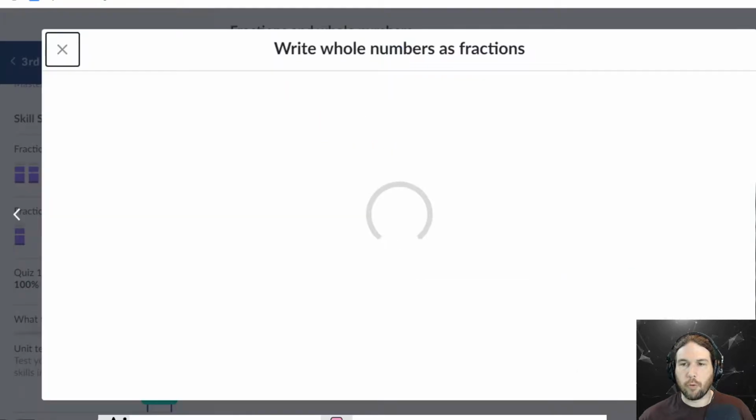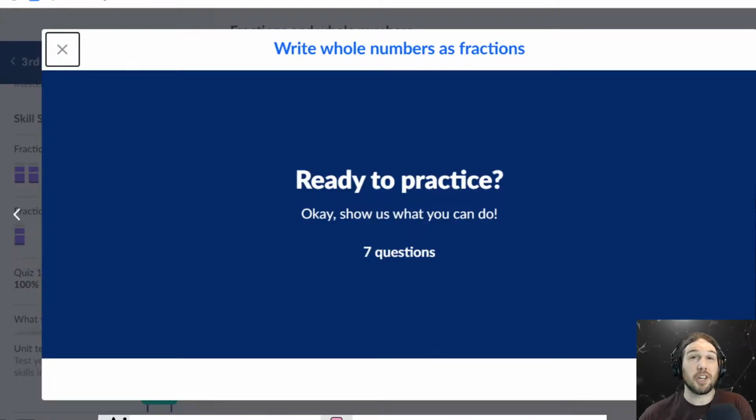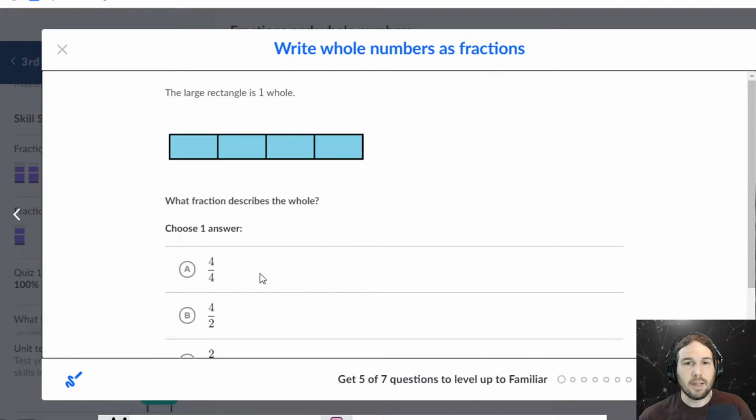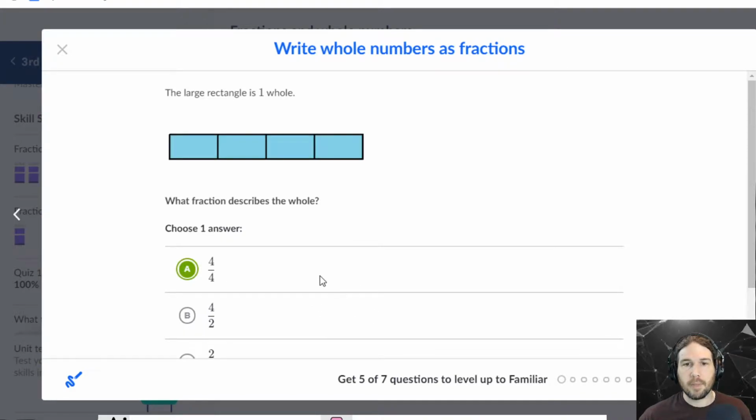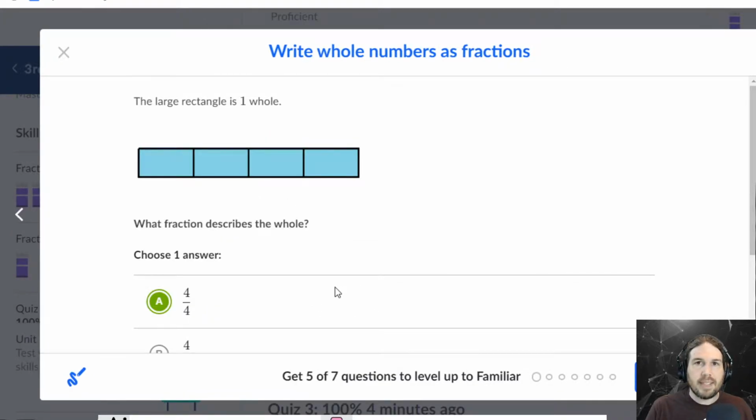All right. We're going to write whole numbers as fractions. I bet this one's going to go really fast. That's 4/4. So every single one of these answers, because we are writing whole numbers as fractions, every single whole number is going to be some multiple of the denominator over the denominator. So we got 4/4.